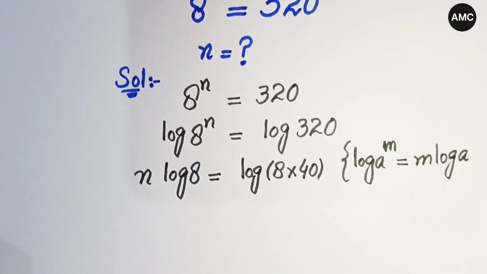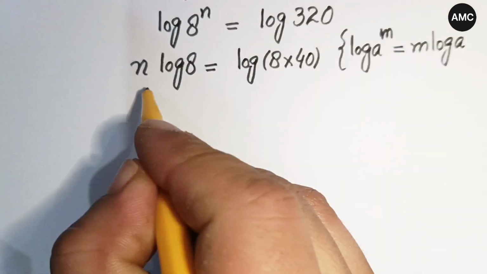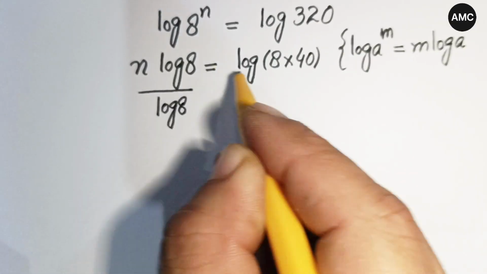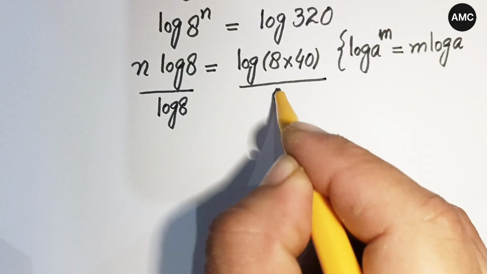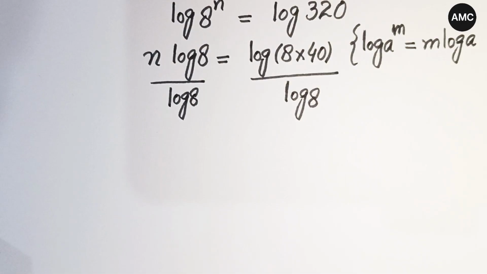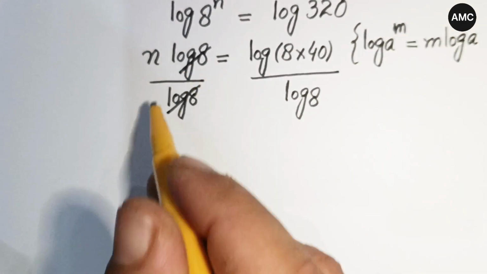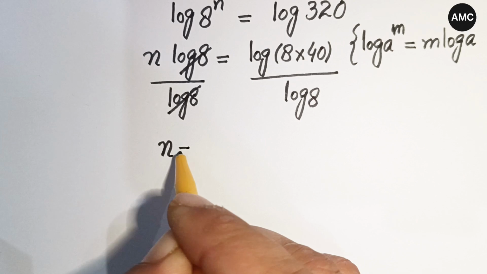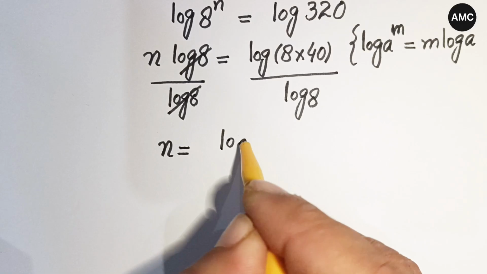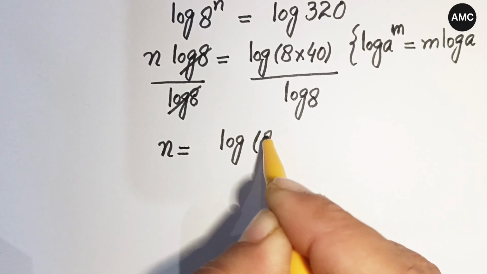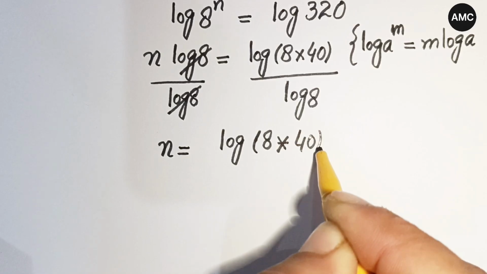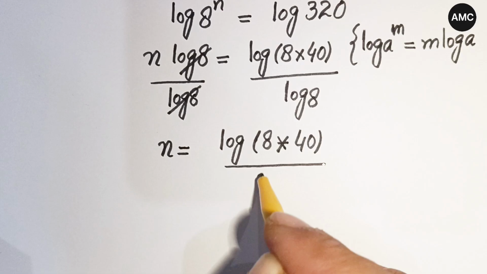Now if we divide by log 8 on both hand sides, then we have n log 8 over log 8 is equal to log 8 times 40 over log 8. Here this log 8 is cancelled out with log 8. We get n is equal to log of 8 times 40, all over log 8.